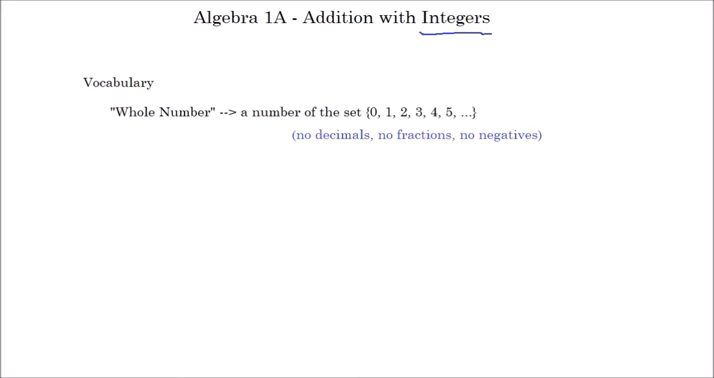Decimals, that's another number system. Fractions, that's another number system. But if we decide to include negatives with the whole numbers, that's exactly what creates these things called the integers. So you could say that an integer is a whole number where a negative is allowed, like -3 would be an integer. So that's essentially what we have.